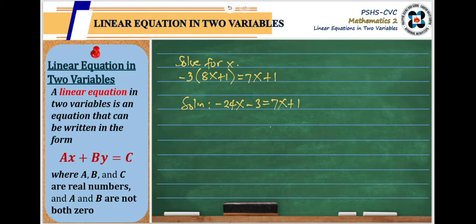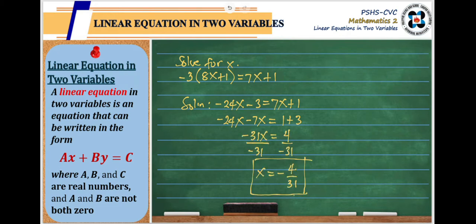Now in solving for x, we need to group all terms with the variable x on the left side and the constant on the right side. So here we're going to transpose 7x to the left side and negative 3 to the right side. So here we will have negative 24x, and then 7x when transposed to the left becomes negative 7x, and this is equal to 1 plus negative 3 when transposed to the right becomes positive 3.